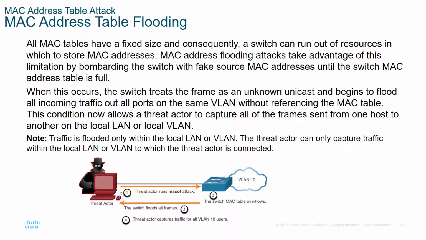MAC address table flooding. All MAC tables have a fixed size and consequently a switch can run out of resources in which to store MAC addresses. MAC address flooding attacks take advantage of this limitation by bombarding the switch with fake source MAC addresses until the switch MAC address table is full. When this occurs, the switch treats the frame as an unknown unicast and begins to flood all incoming traffic out all ports on the same VLAN without referencing the MAC table. This condition now allows a threat actor to capture all of the frames sent from one host to another on the local LAN or local VLAN.